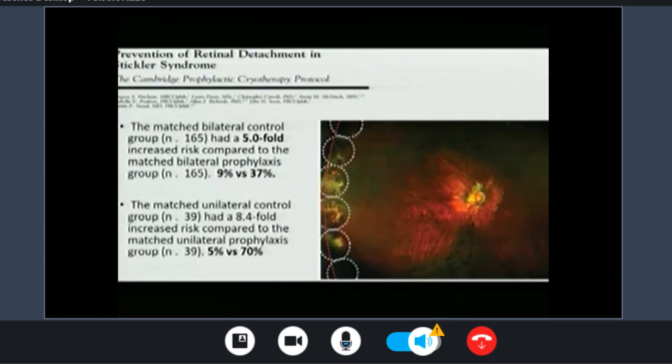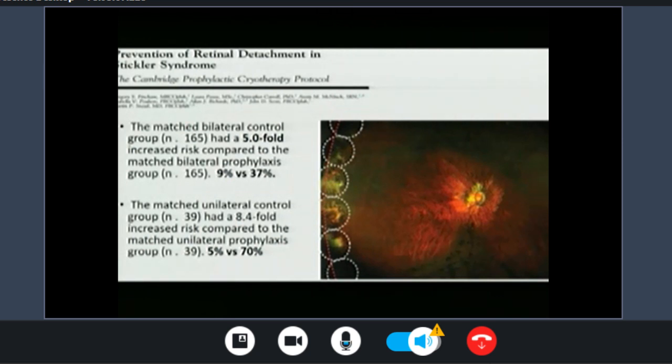I think this is the most important study in this area, the prophylaxis in scleral buckle and Stickler syndrome, and I don't think there are other studies. It is not easy to perform studies in this disease. It is not very common. So this is a paper that was published in 2014.